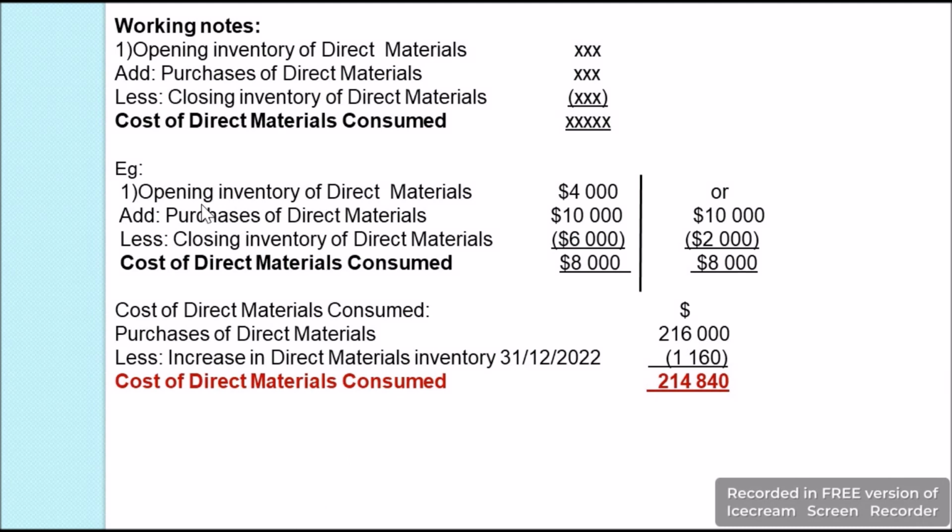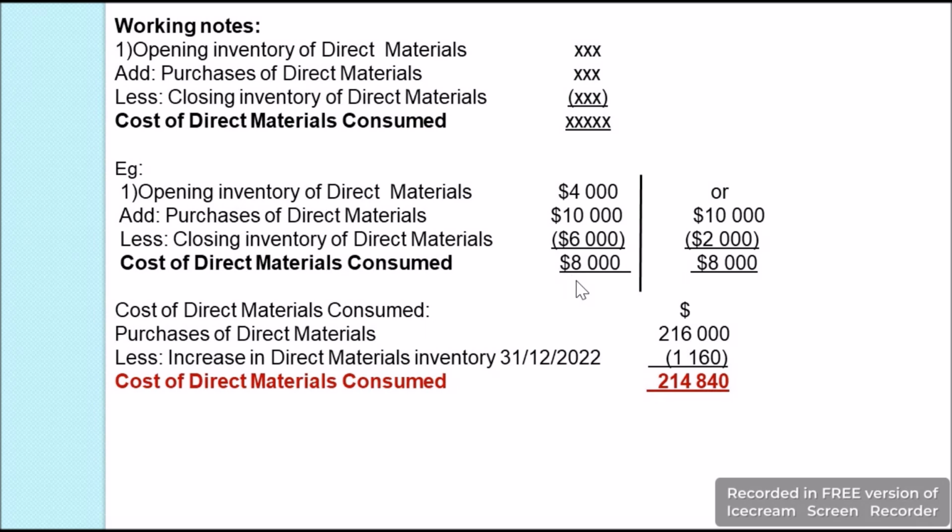Suppose in our example we have the opening inventory of direct material given as $4,000, purchases given as $10,000, and the closing inventory of direct material given as $6,000. So we have all the information. It will be very easy to calculate the cost of material consumed, as we take the opening inventory of direct material, to this we add the purchases of direct material, and we subtract the closing inventory of direct material. We will get the value as $8,000.